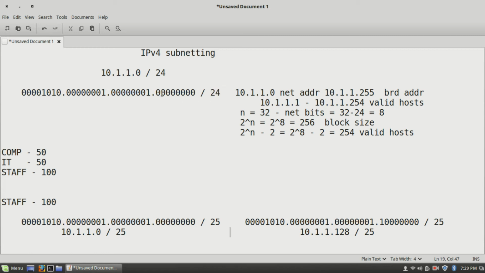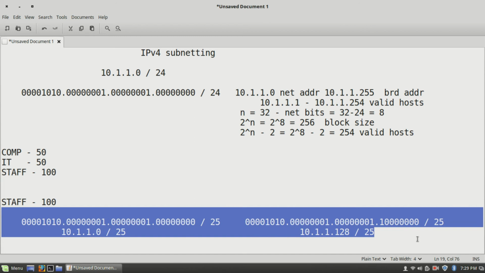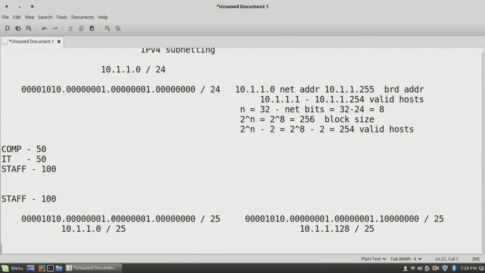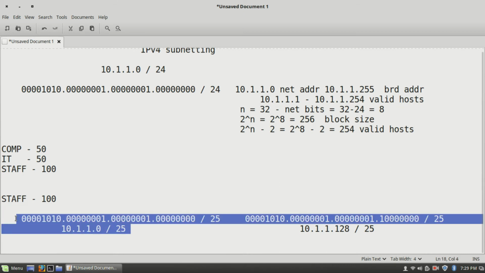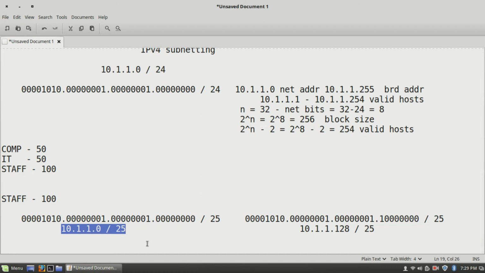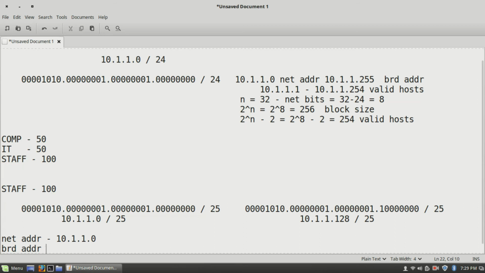What we did is assign 1 bit from /24 and we got 2 /25 networks. Now let's consider this the first network, 10.1.1.0/25. In this network, the network address is 10.1.1.0. The very first IP is 0, so this becomes the network address. What is the broadcast address?